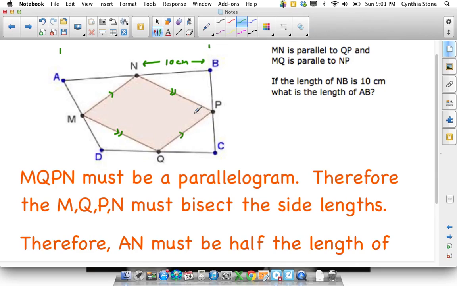We know then this is a parallelogram because all the sides are parallel to each other, right? If that's true and it's inside this quadrilateral, then these lengths like NB and NA, this must be a midpoint, so this must be 10 centimeters as well, right? Therefore, the whole thing is 20 centimeters. Okay?